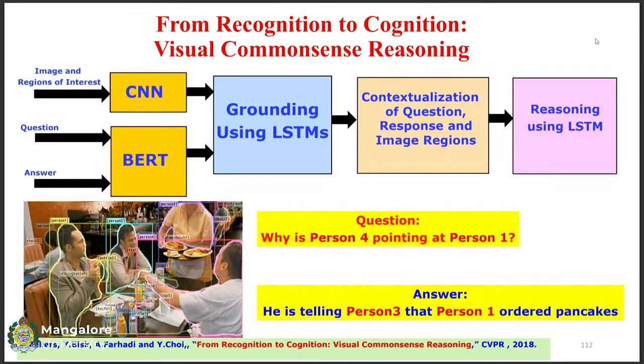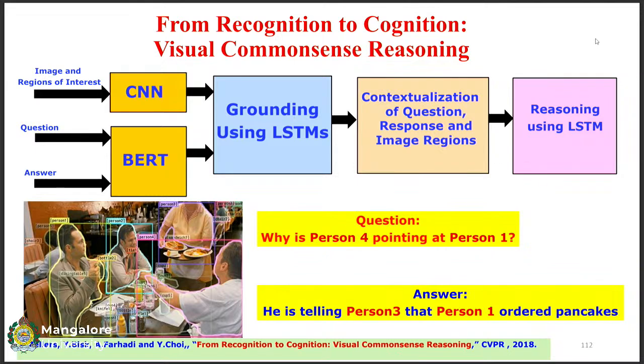So people are addressing all these problems, and again the most common paper is what is called the recognition to cognition. What do you mean by this? Typically, when you perform classification, we are only recognizing what is there in the object. But when you are talking about all this question answering and common sense reasoning, right, it's a cognitive task, right? So the title of this paper is From Recognition to Cognition, which involves visual common sense reasoning.